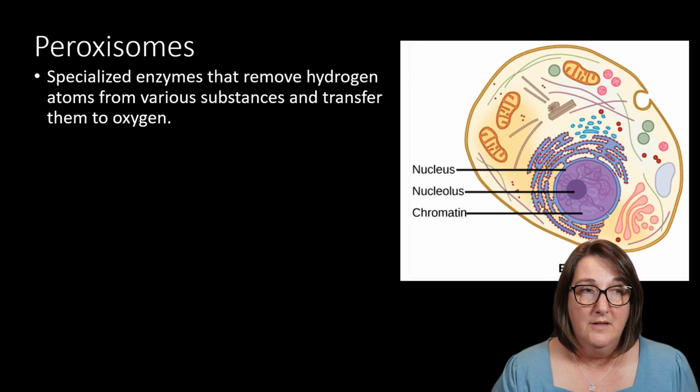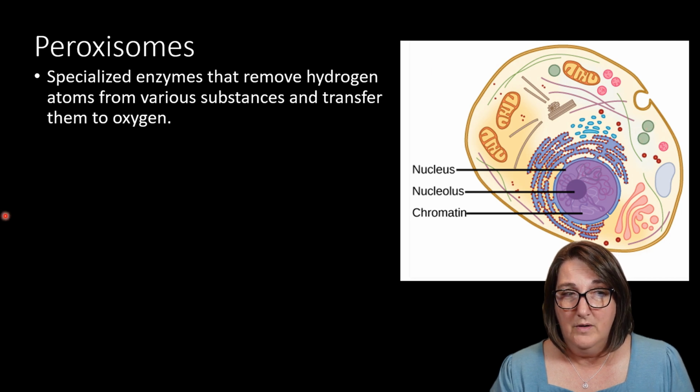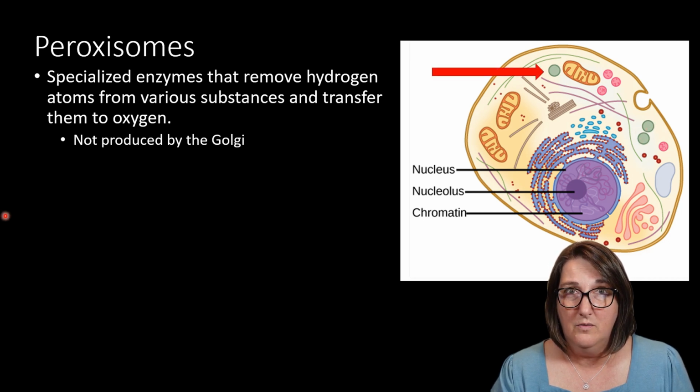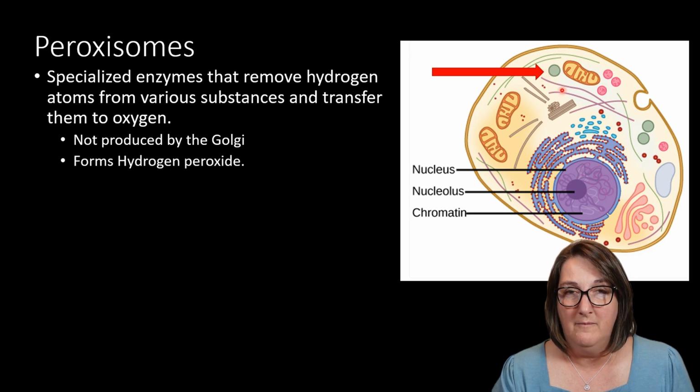Peroxisomes. These are going to be ones that are enzymes that are going to remove hydrogen atoms from various substances. It's going to transfer them to oxygen. So I have these right here. These are peroxisomes. And what they're going to do is they are going to make hydrogen peroxide. Okay. And again, these are not produced by the Golgi. Lysosomes are produced by the Golgi, but peroxisomes are not. So they're going to form hydrogen peroxide. And hydrogen peroxide is H2O2. There's 2 oxygen atoms instead of 1.